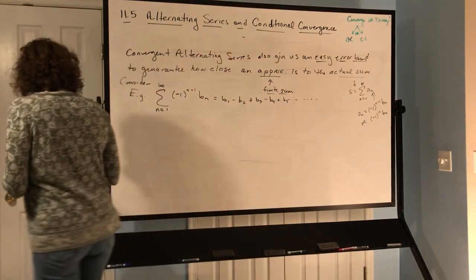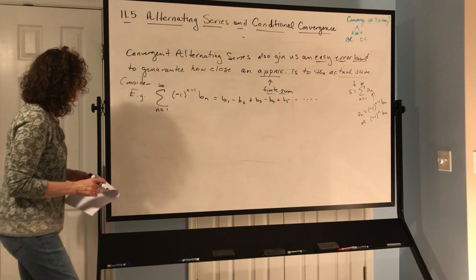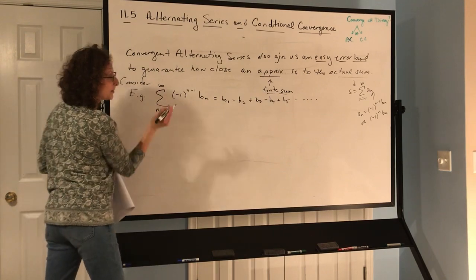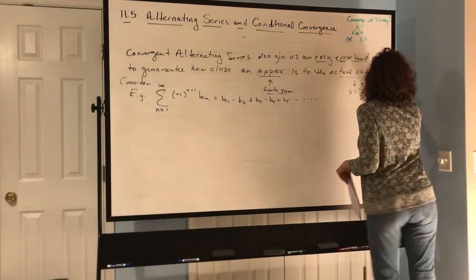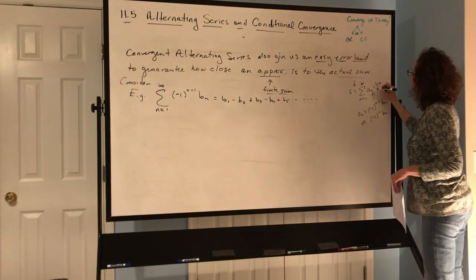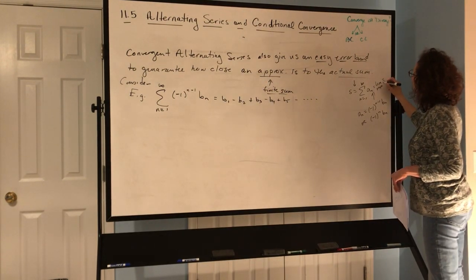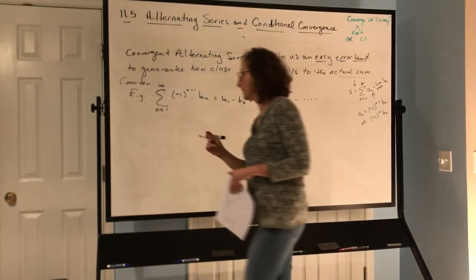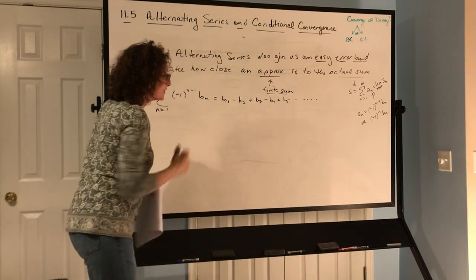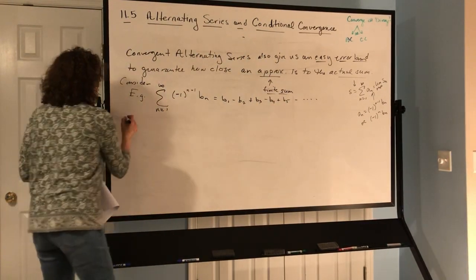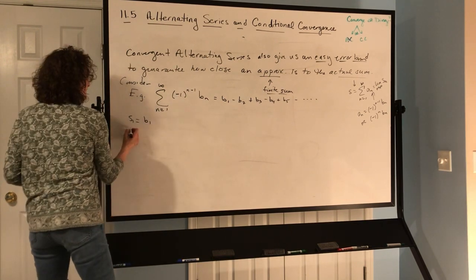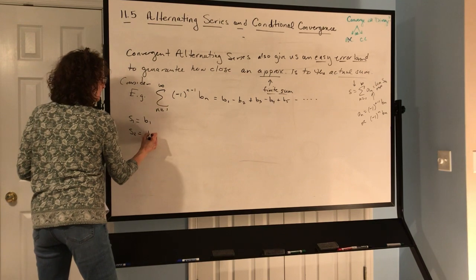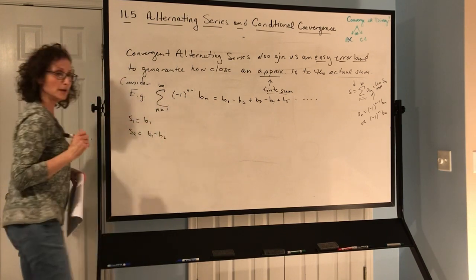So let's start looking at the partial sums. This is the limit as n goes to infinity of the nth partial sum. What is the nth partial sum? The sum of the first n terms. So let's look at S1. S1 is just b1. What's S2? S2 is b1 minus b2.